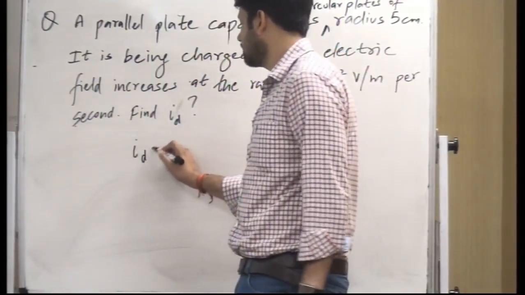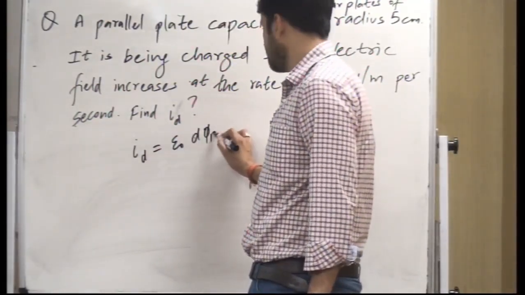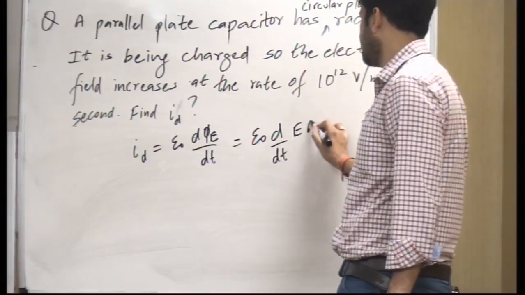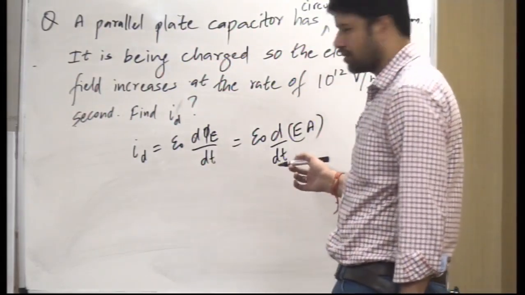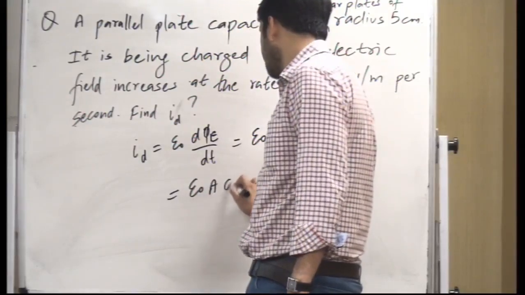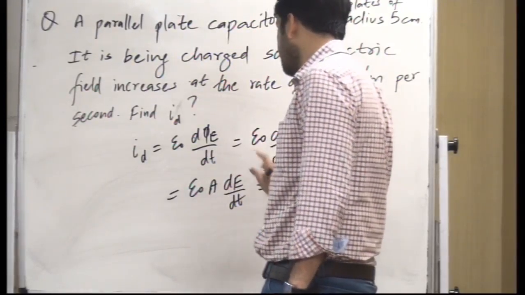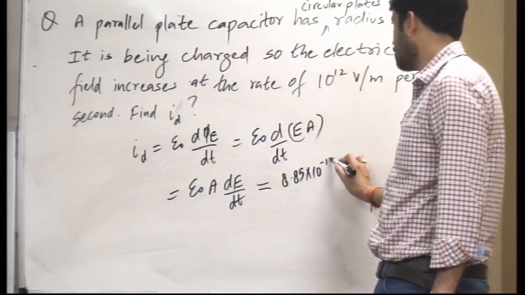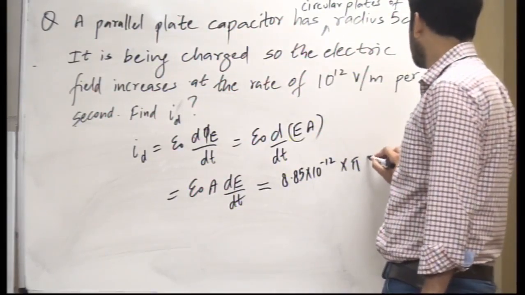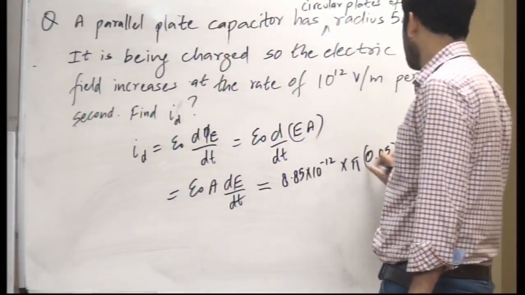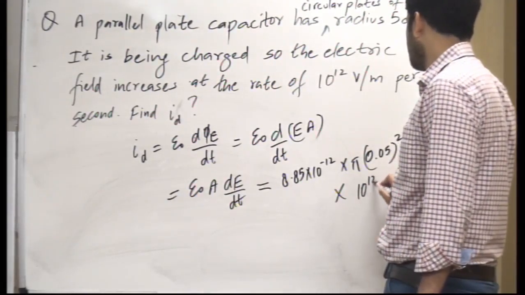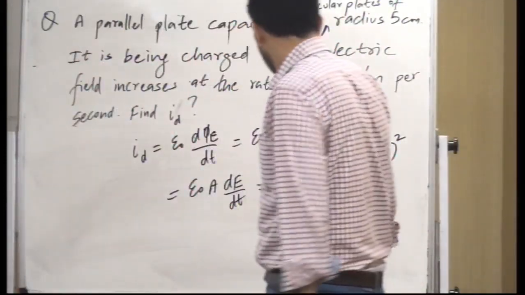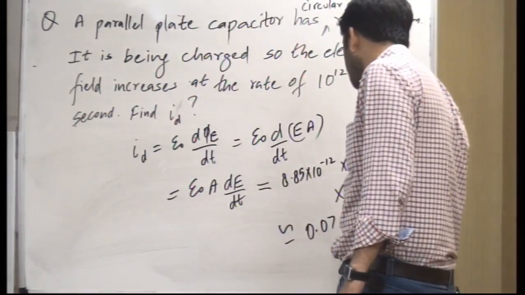ID is epsilon naught d phi E by dt, which is actually d by dt of electric field into area. Area would remain constant, right? So this would be epsilon naught A dE by dt. Now dE by dt has already been given, so this would be 8.85 into 10 raised to the minus 12. Area would be pi r square, pi into 0.05 whole square, into dE by dt, which is 10 raised to the 12. Right? You can find the answer. It would be approximately 0.07 amperes.